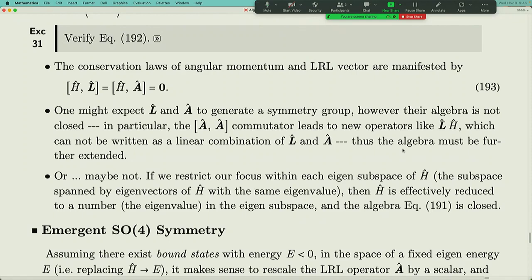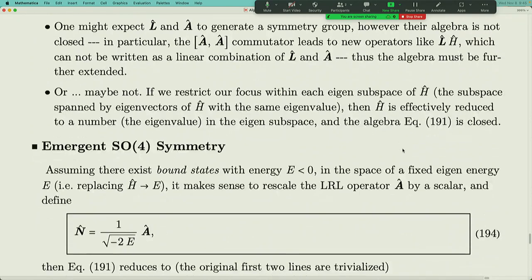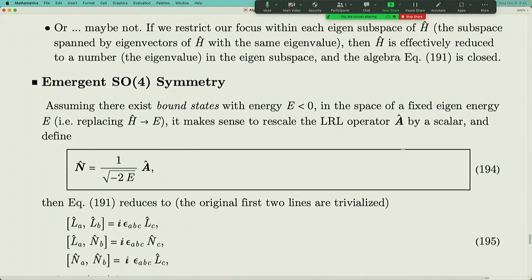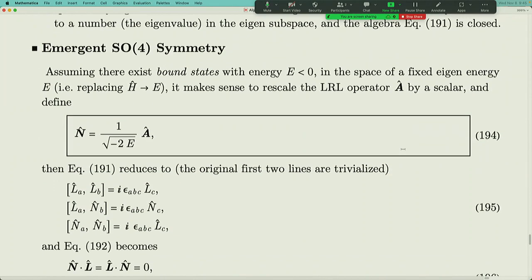And in that case, the AA commutator can be written as L with a multiplicative coefficient, a scalar coefficient. So in that way, the algebra closes. And when the algebra closes, we can actually form the symmetry group or the Lie algebra. So the way to define it is basically you can redefine.